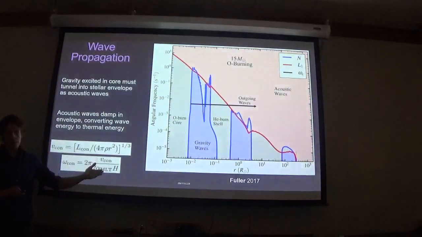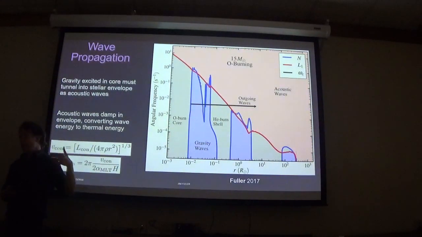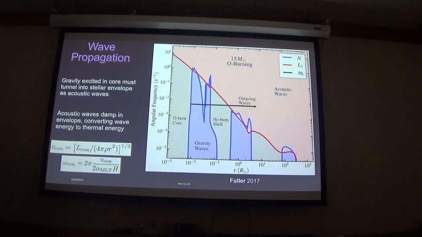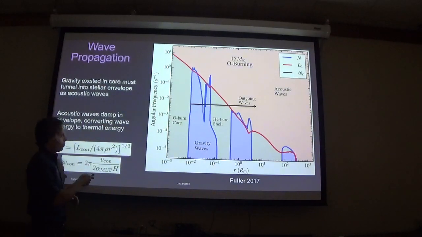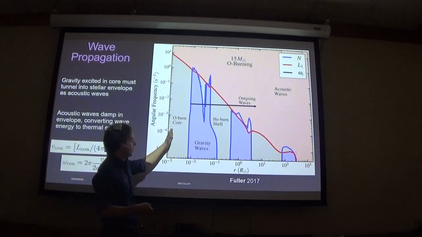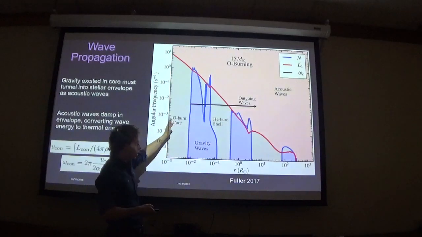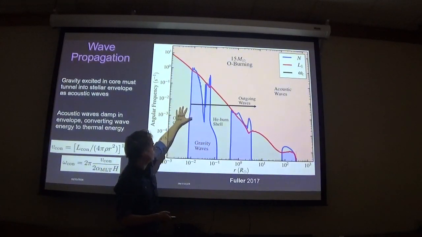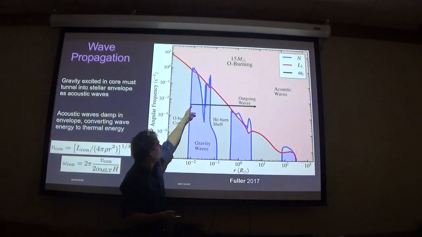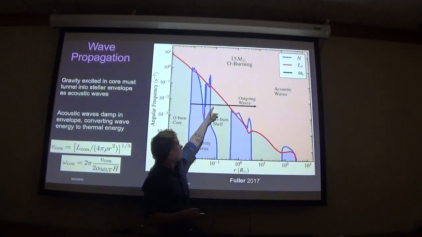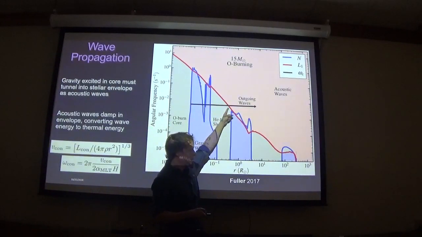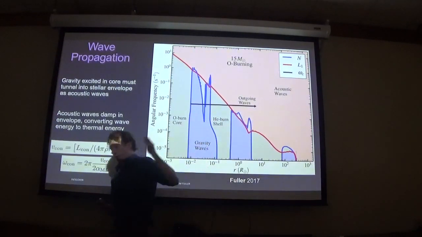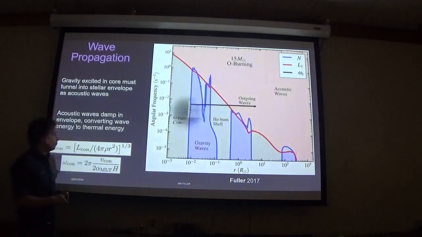Okay, so what I've been trying to do is put this wave power into stellar models and then evolve them. So this is a propagation diagram for a red supergiant, similar to what I showed you before for a low-mass red giant, except now we have waves excited, say, at the oxygen-burning convective zone in the core. There are gravity waves in the core, and then they see some evanescent region, which they have to tunnel through in order to make it out toward the surface of the star as acoustic waves.